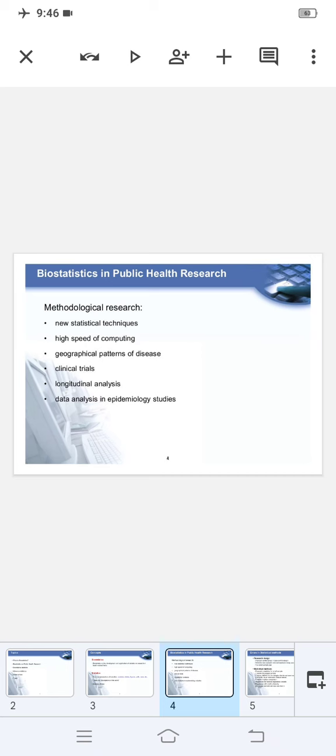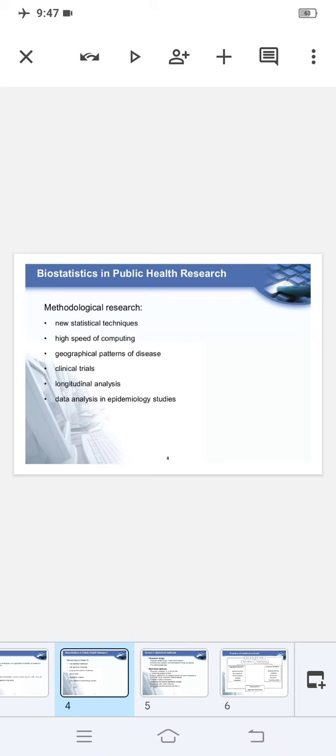When we are about to study any methods or methodology, this technique is applied. There are some new statistical techniques, high speed computing, and geographical patterns of disease. Geographical patterns of disease means where the disease has spread. We can take the example of COVID-19. It started spreading from China and then to several parts of the world and several countries, so we were studying the geographical patterns.